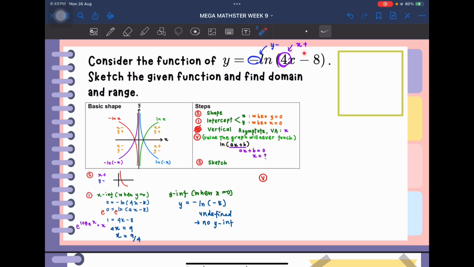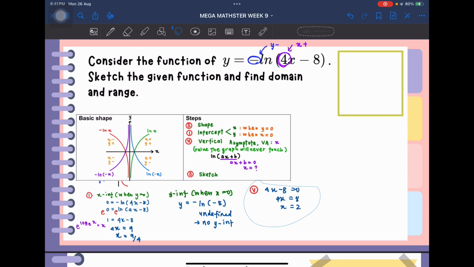Okay, so means that sekarang kita ada 4x minus 8. So kita buat this one equal to 0. So we have 4x minus 8 equal to 0. So you have 4x is equal to 8. And then x is equal to 2. Settle your vertical asymptote. Okay, so now let's sketch our graph.